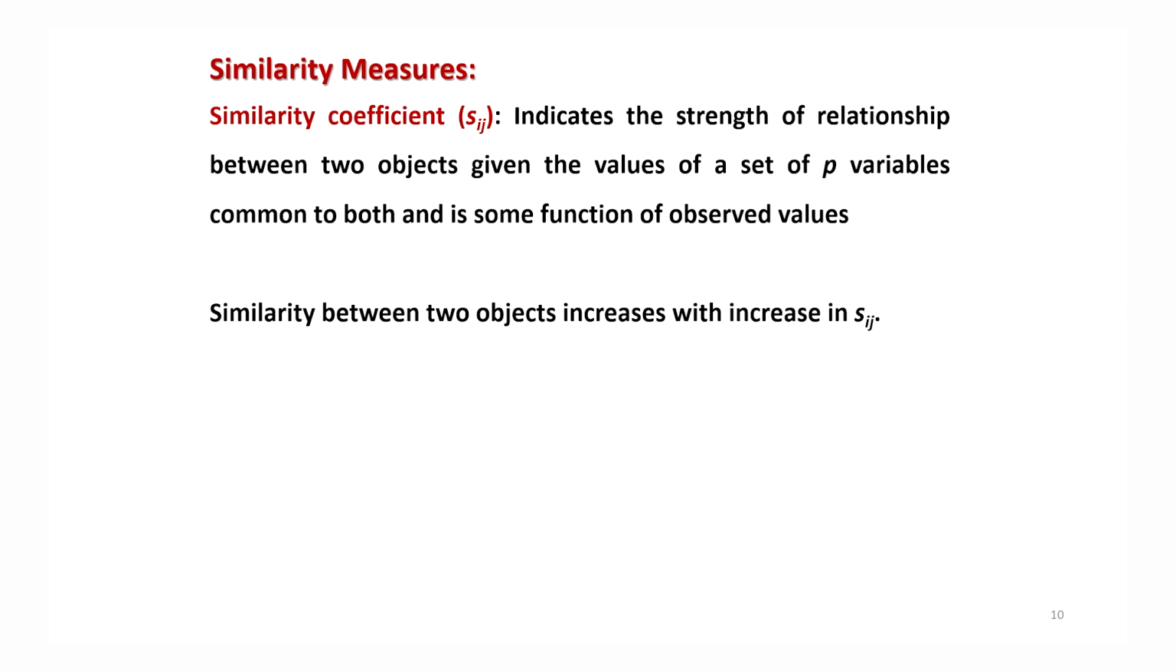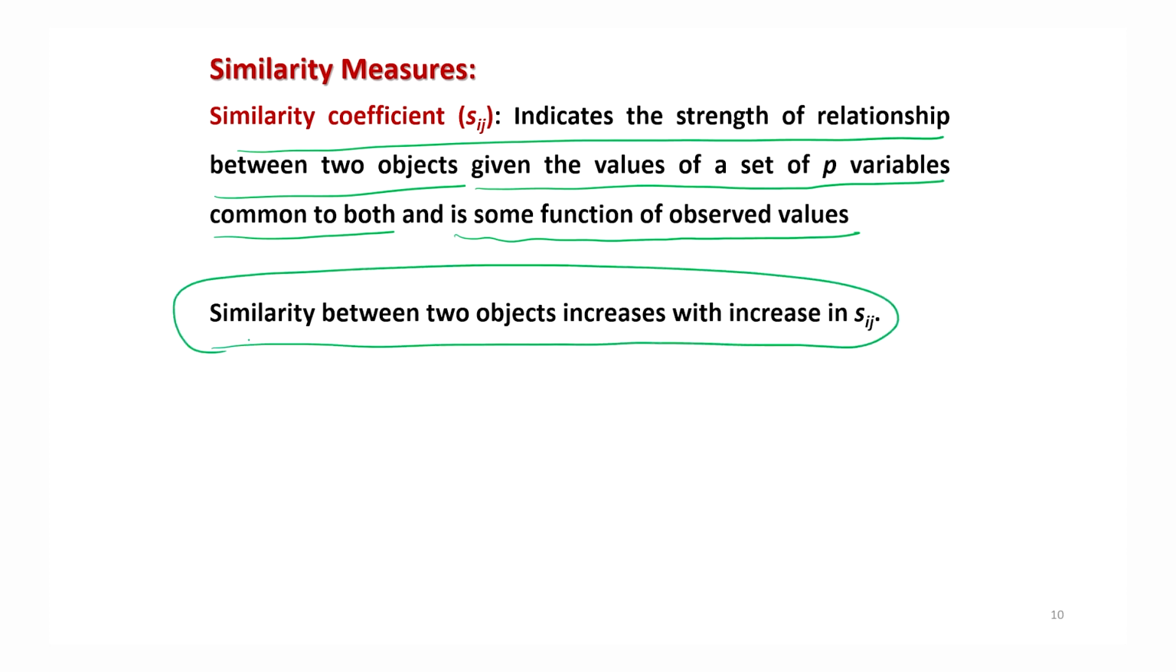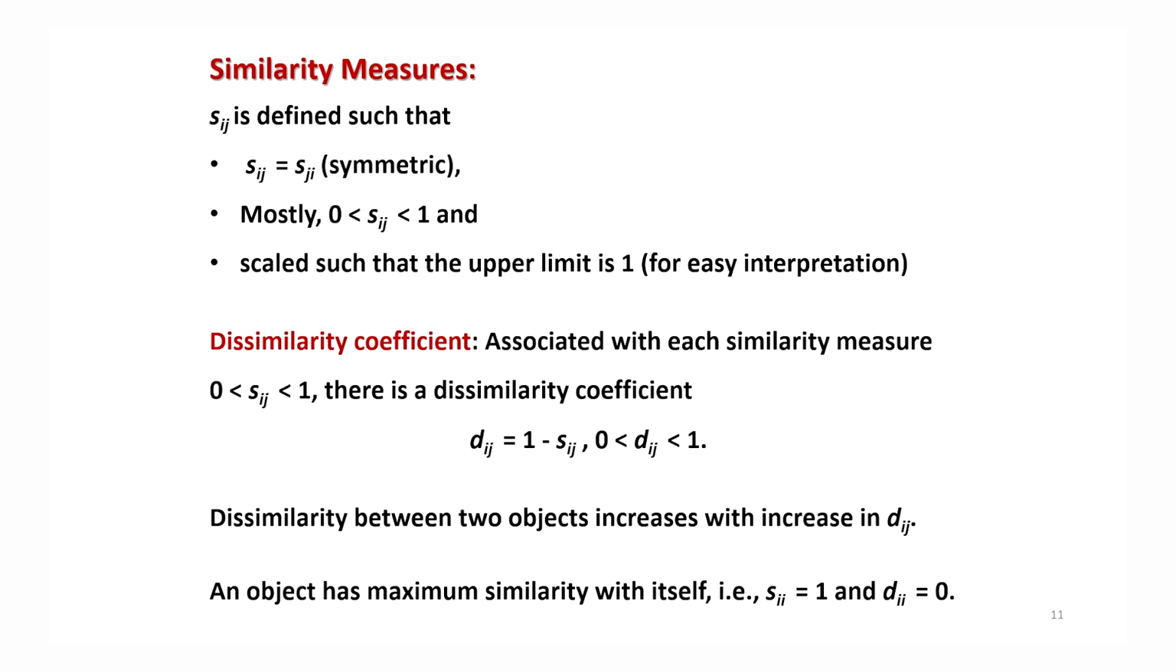If the similarity coefficients are close to each other, then we can say that the observations belong to the same cluster. So this similarity coefficient actually indicates the strength of relationship between two objects given the values of a set of p variables which is common to both. This is some function of the observed values. The similarity between two objects increases with the increase in the value of say Sij. That means if there are ith and jth objects, and if the value of Sij is increasing, that indicates the similarity between the two objects is also increasing, right?